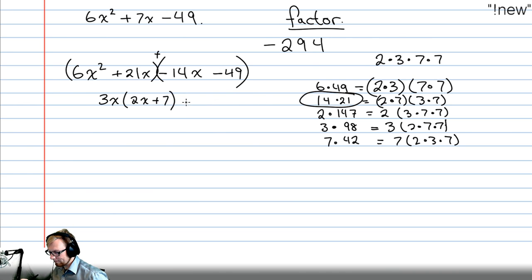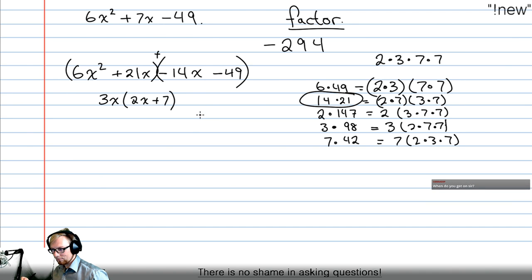And then the greatest common factor for the other one is 7. Okay. And then you have 7. No, you have 2x plus 7. You gotta check your minus signs. So are you taking out a 7? A minus 7? Yeah, and then 2x plus 7. Okay, good.